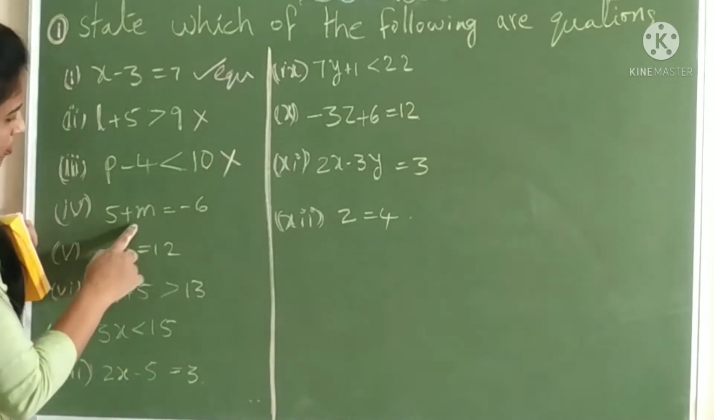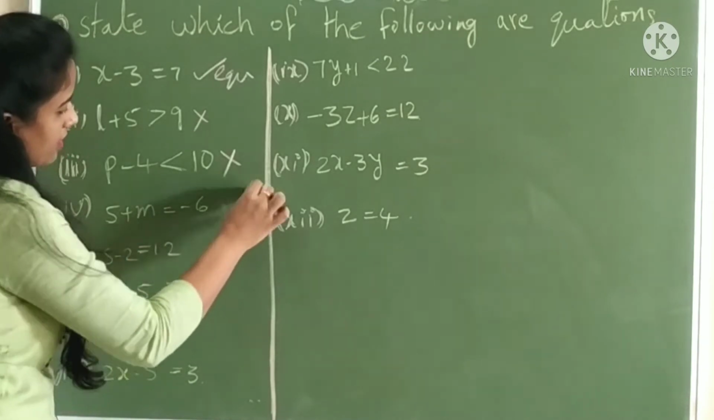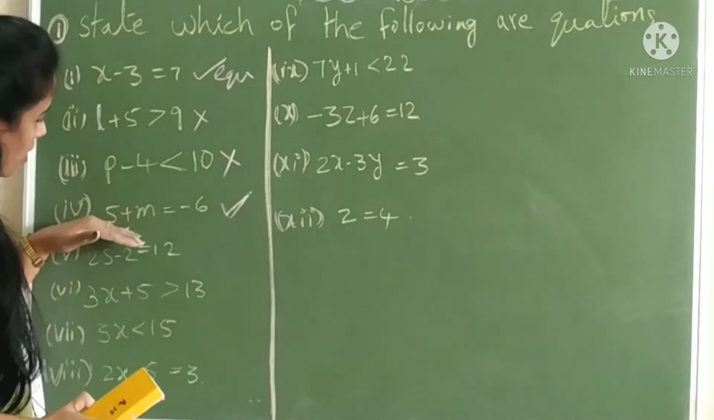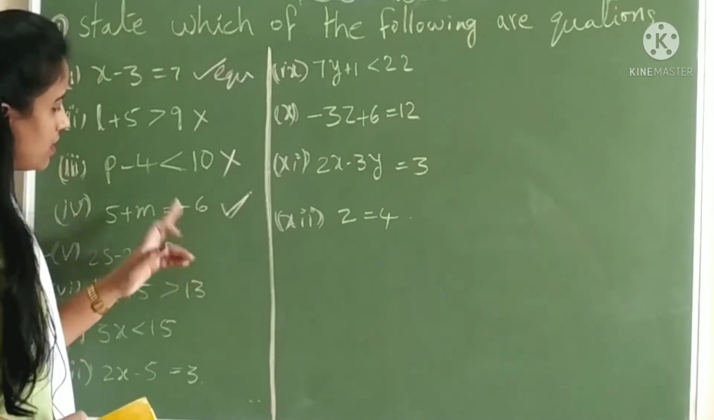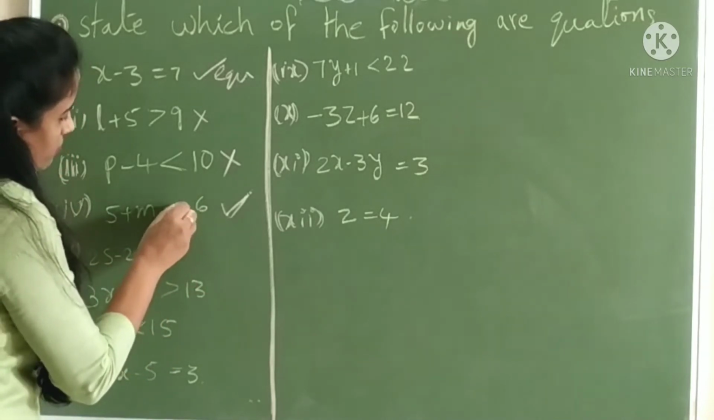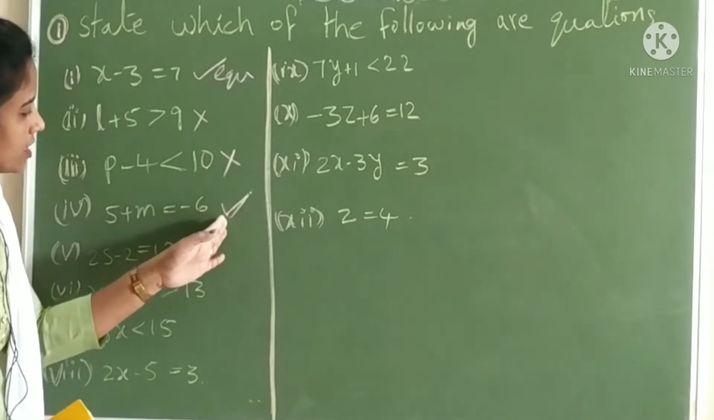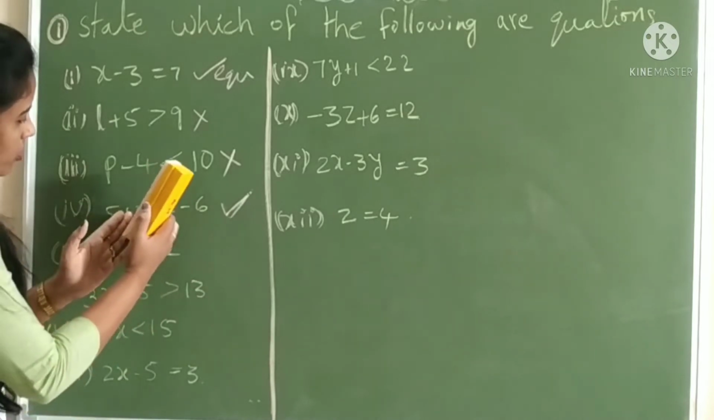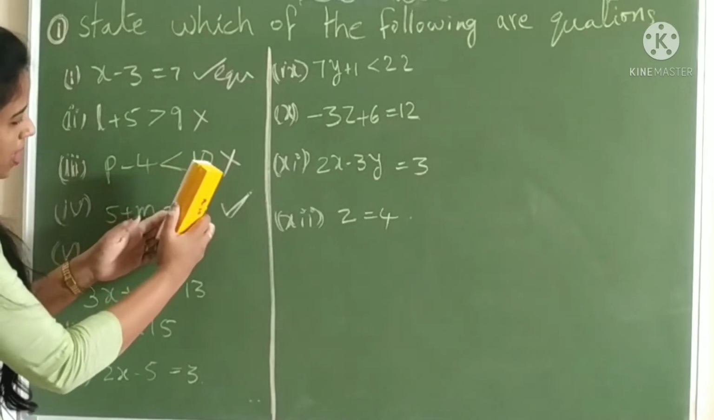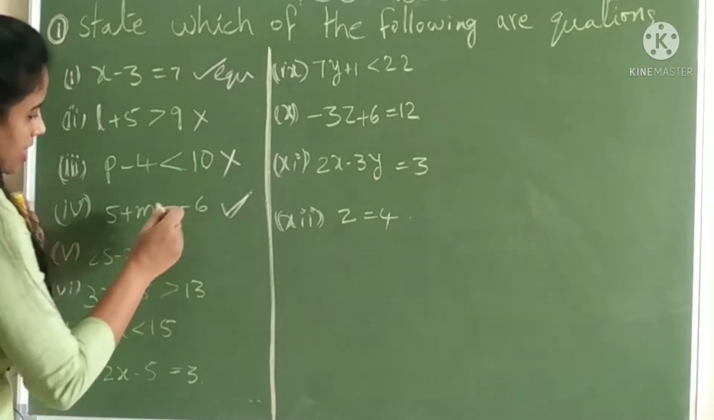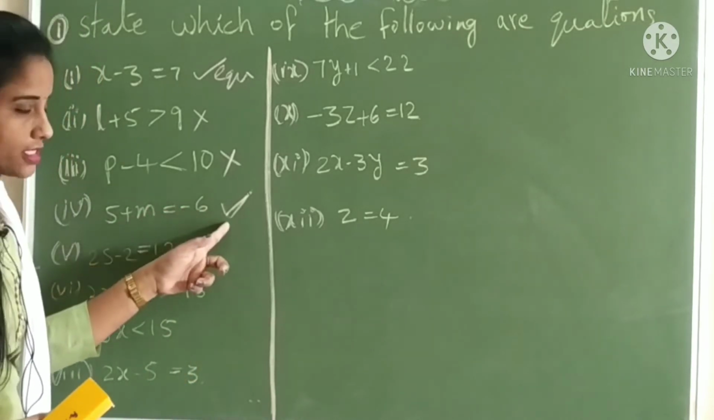5 plus m is equal to minus 6. Is it an equation? Yes, this is an equation. Why? Because 5 plus m is an expression and minus 6 is also an expression, and it has an equal sign between the two expressions. The part before the equal sign is the left hand side, and the part after is the right hand side. So this is an equation.